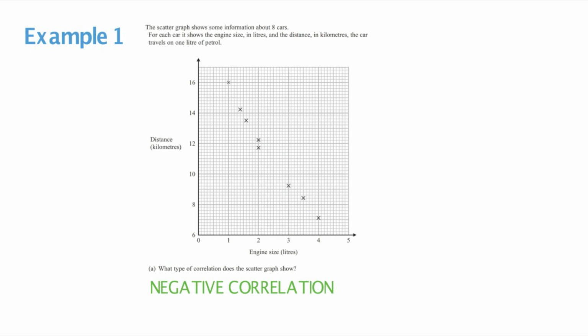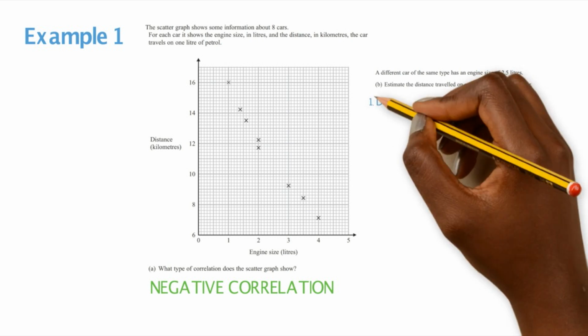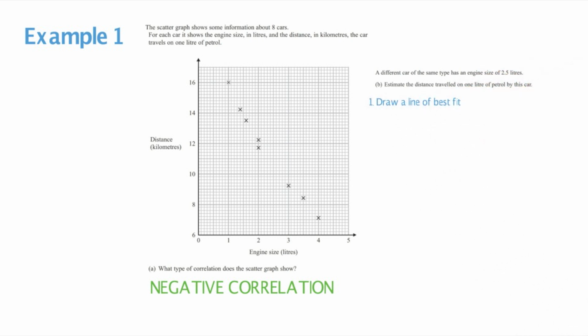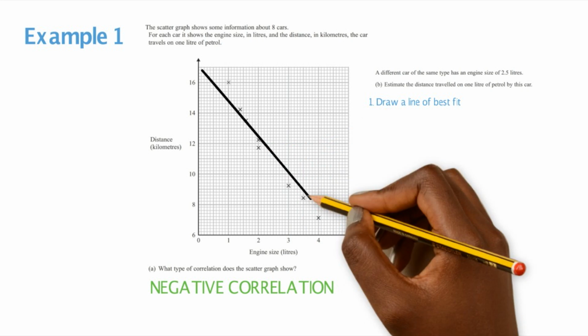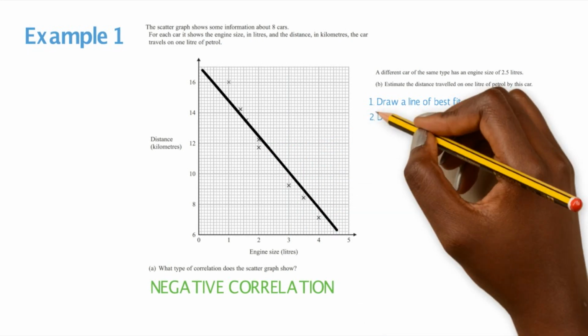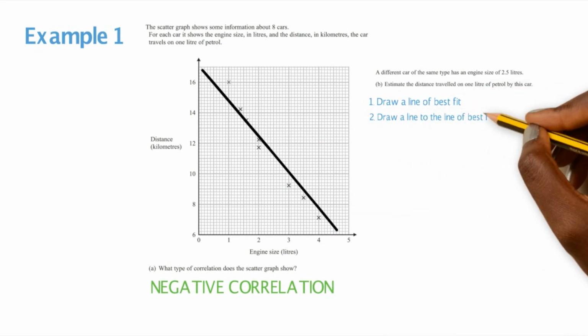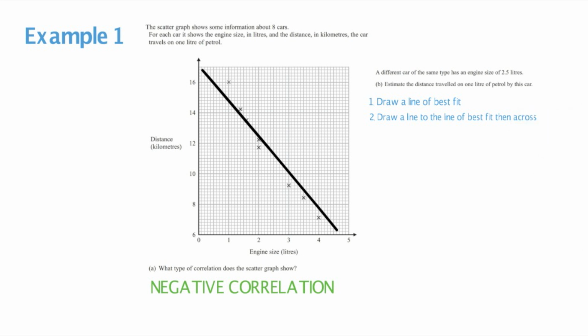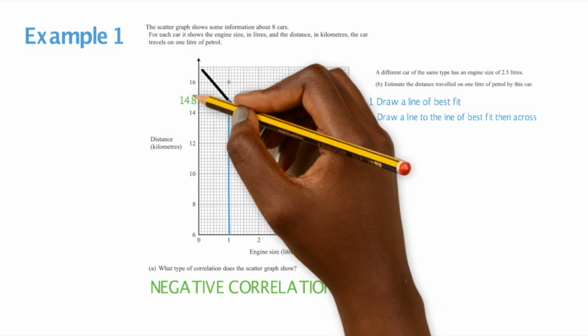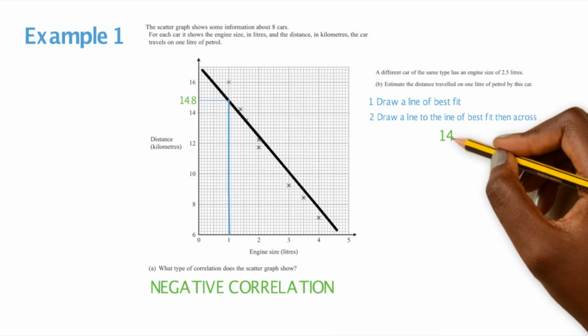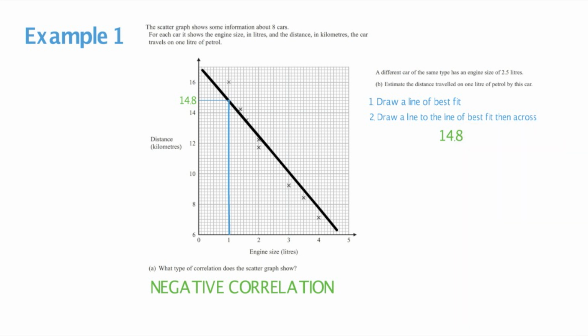Then you may have a follow-up question, something like this, where it's now saying estimate the distance travelled on 1 litre of petrol. The first thing to gain your first mark, because these tend to be 2-mark questions, is draw your line of best fit. That's just a simple mark done. Then to find out your estimate, I draw a line up to the line of best fit, then across. So because it's from 1 litre of petrol, draw up from 1, then draw across, and that's giving us an estimate of 14.8 kilometres, so the answer would just be 14.8, and that's your 2 marks sorted.